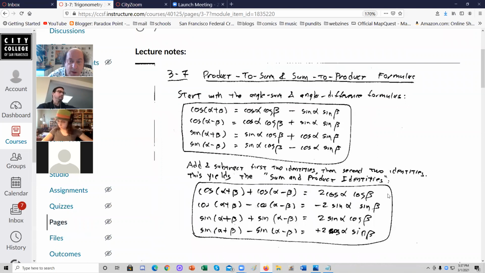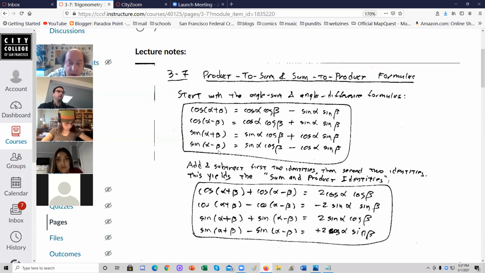All right, here we go. Product to sum and sum to product formulas. We had last time some formulas of cosine and sines of sums and differences. Cosine of a sum is cos cos minus sine sine. Cosine of a difference is cos cos plus sine sine. Sine of a sum is sine cosine plus cosine sine. Sine of a difference is sine cosine minus cosine sine.